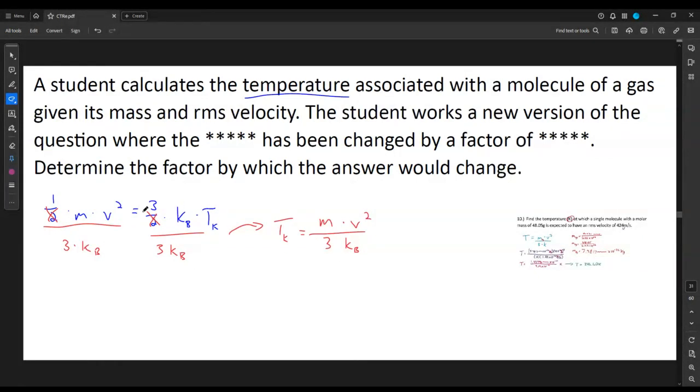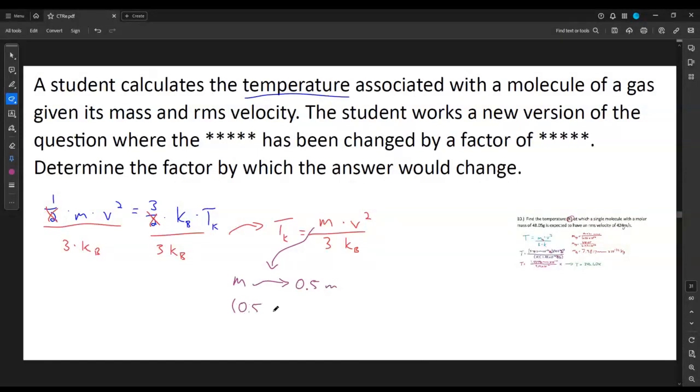3 is a number that can't change. It's just part of how this got built. And then Boltzmann's constant can't change without modifying the way the universe works. So the mass is the only thing that we can reasonably pay attention to. And if that mass is adjusted by some factor, then that's pretty much what this is going to make, right?